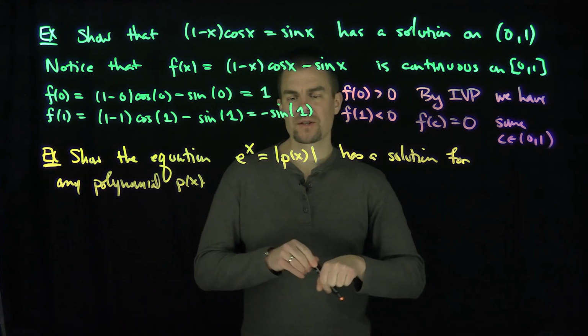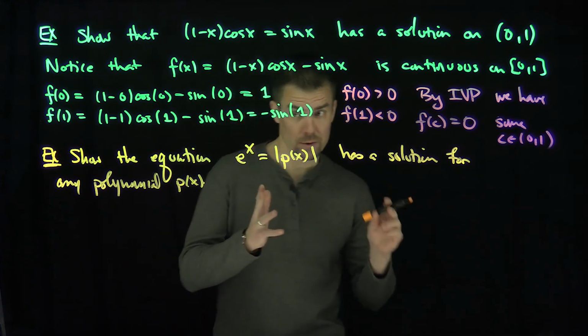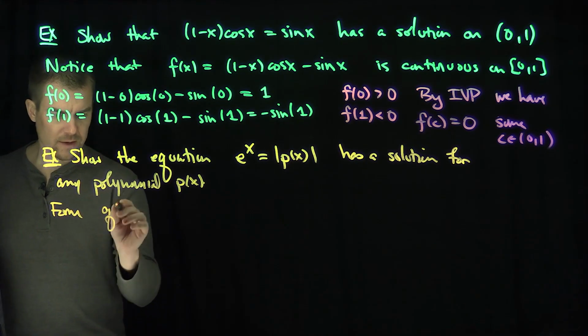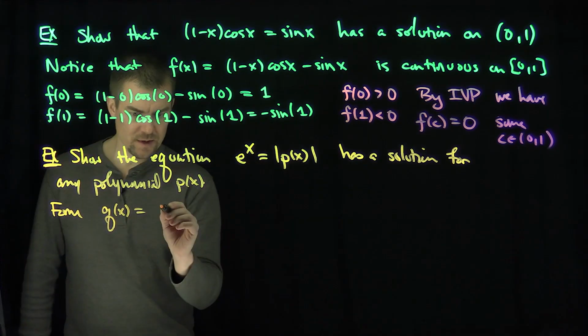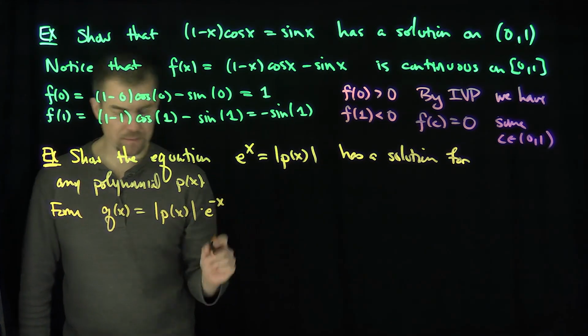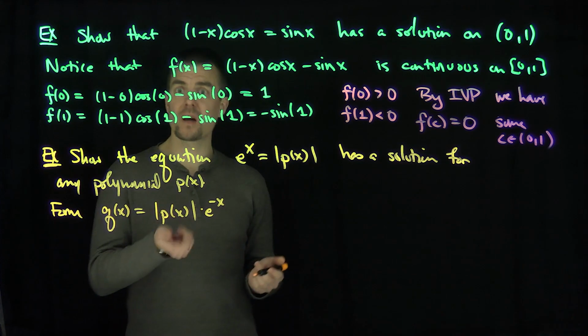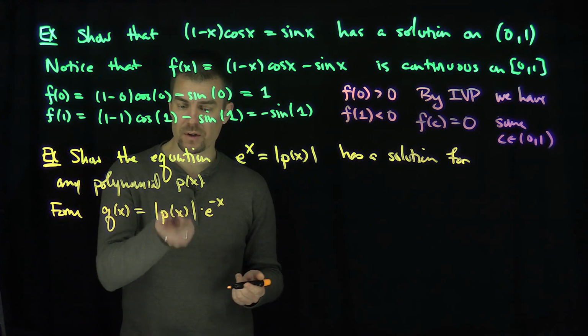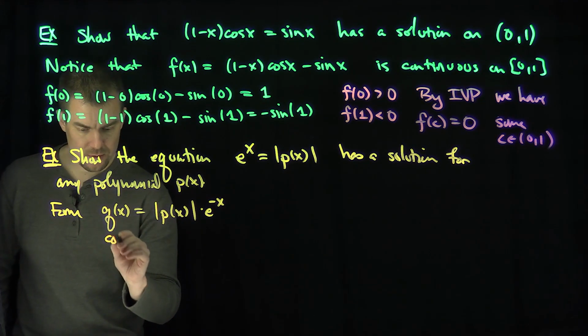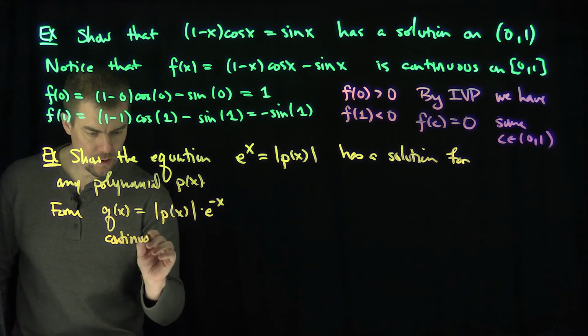Okay, and so here's the idea. The idea, of course, is to form a continuous function. So I'm going to form q of x, which is absolute value of p of x times e to the negative x. Now, it's important to note that the absolute value of a continuous function is still continuous. So I have a continuous function p of x, a continuous function e to the negative x. This function over here is continuous. So we're in good shape there.